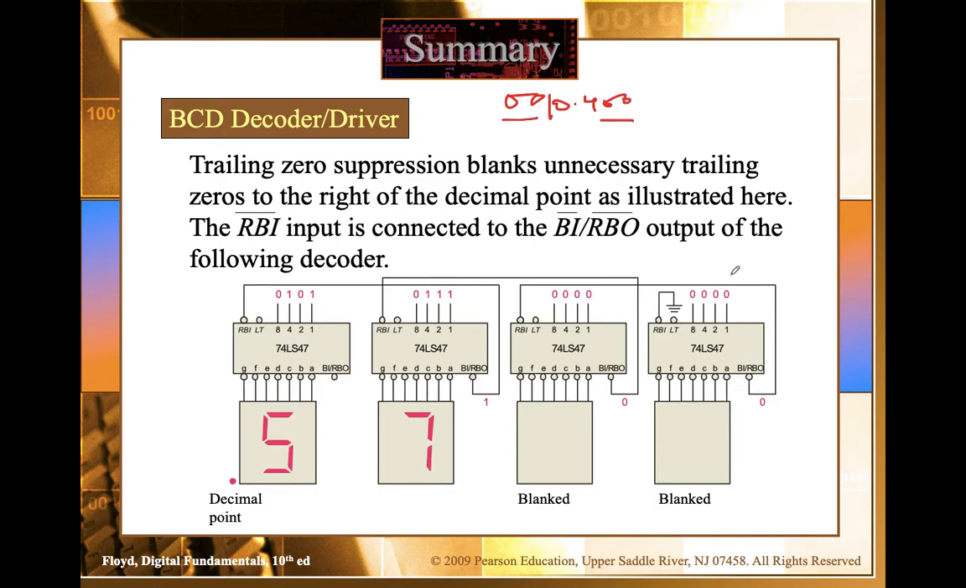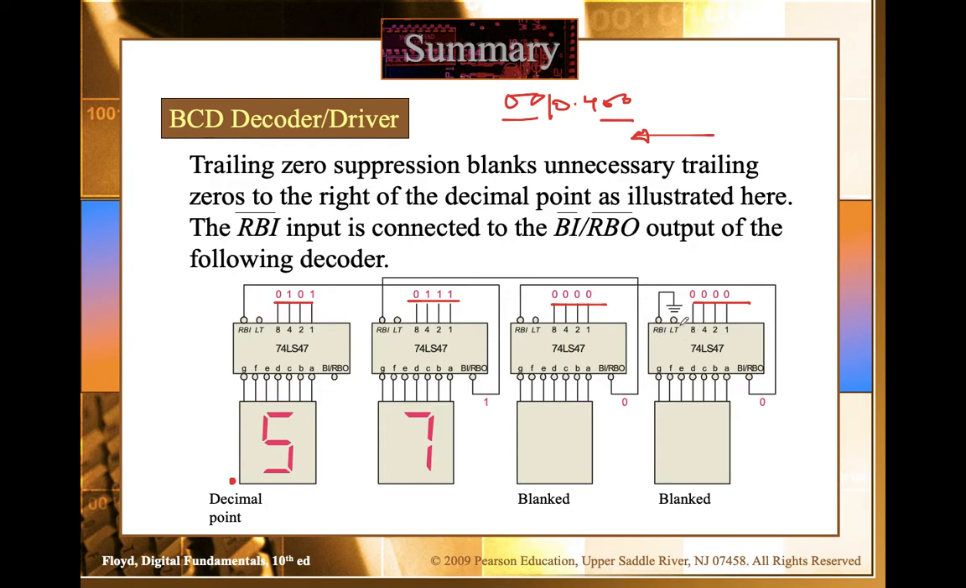So you start obviously from this side. We're assuming that this is the decimal here, so these are the numbers after the decimal. After the decimal, if there are zeros here, they will be trailing zeros. As you can see here, the number is 5700. These are the inputs, so you will start from this side.